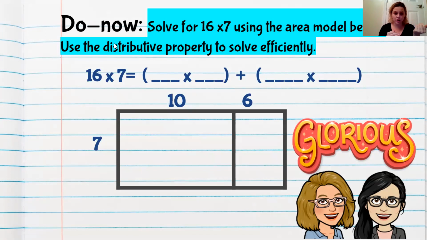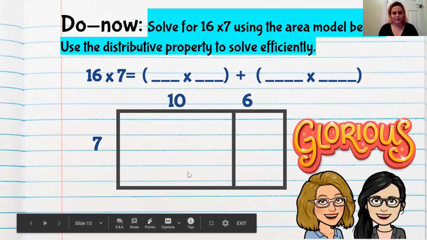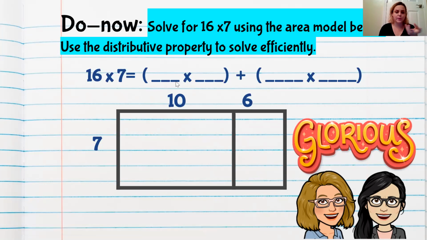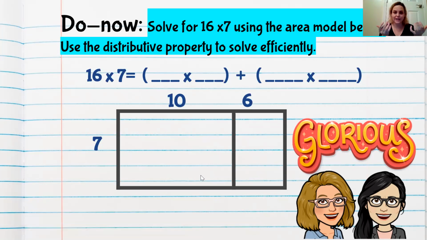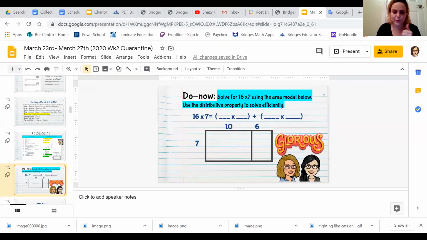So I'm going to ask you to pause in a second to write down the whole do now in your notebook. You should have 16 times 7 is equivalent to times plus times. And then I want you to copy this area model down, and notice the connection between this distributive property, the way we've set up the equation, and the area model. So pause it now. All right, you're back. You've tried solving, which is what we want.